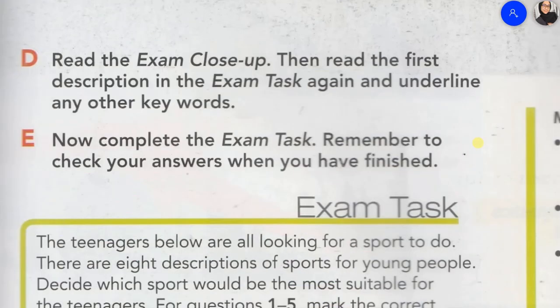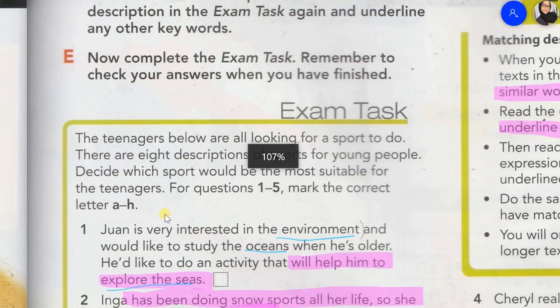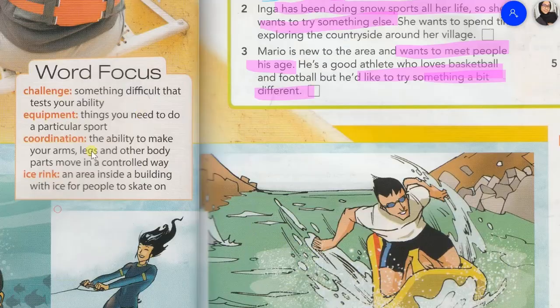Okay, now let's move on to the next task, which is task E. Now complete the exam task. Remember to check your answers when you have finished. Okay, let's now read the instruction for the exam task. The teenagers below are all looking for a sport to do. There are 8 descriptions of sports for young people. Decide which sport would be the most suitable for the teenagers. For question 1 until 5, mark the correct letter A until H. So where are the 8 descriptions?